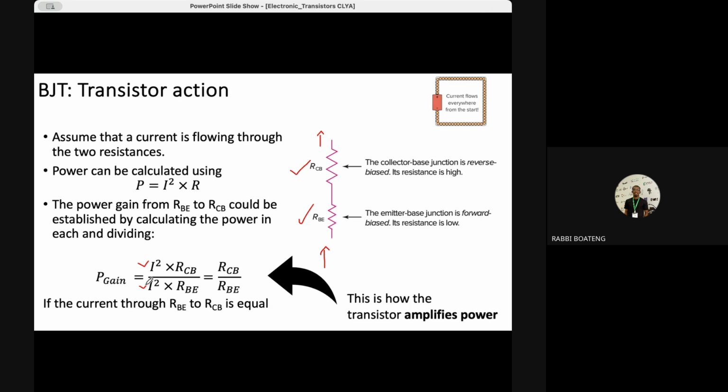Please, do you understand? Yes, sir. Now if we have this, it's still the same current. So we cancel our I squared, and now we have RBC over RB. Is that okay? And this is just the power gain.